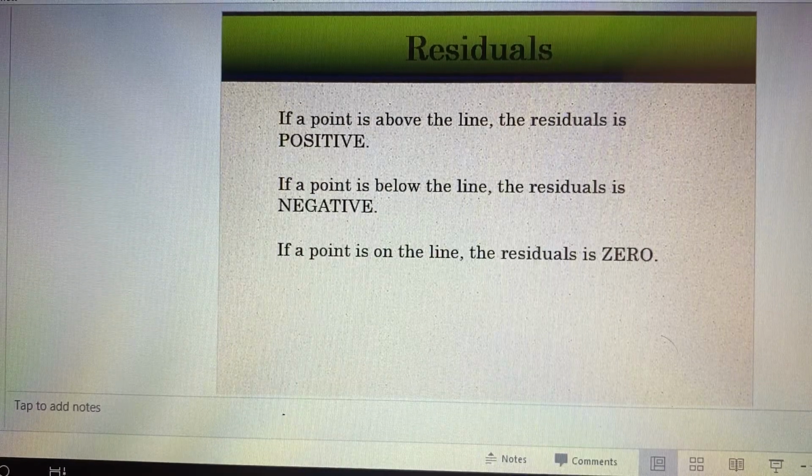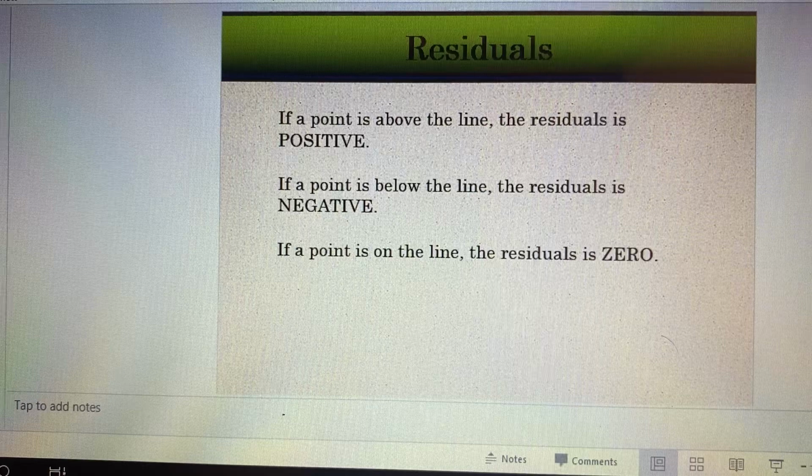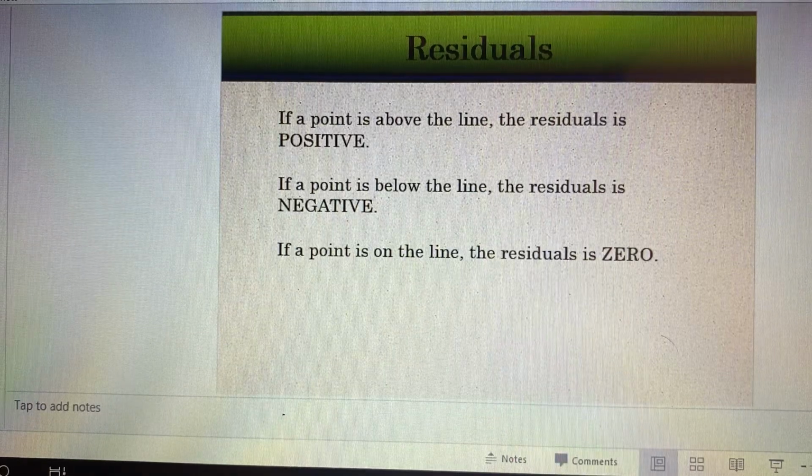If a point is above the line, the residual is positive. If your point falls below the line, then the residual would be negative. And if a point is on the line, the residual is zero. I should say residual.